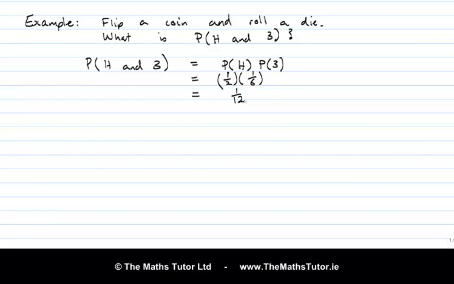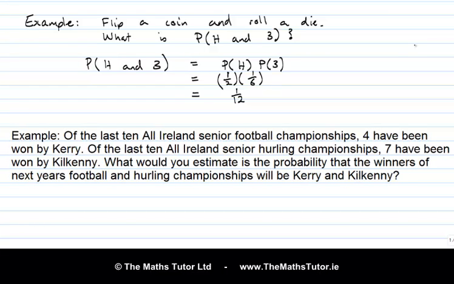One more example. Suppose that we wanted to estimate the probability that the winners of next year's football and hurling championships will be Kerry and Kilkenny. Well, one way to approach this would be to look at the last 10 years, and we see that in the last 10 years, as of 2011, 4 football championships have been won by Kerry and 7 hurling championships have been won by Kilkenny. So, let's see, the probability of Kerry and Kilkenny winning.